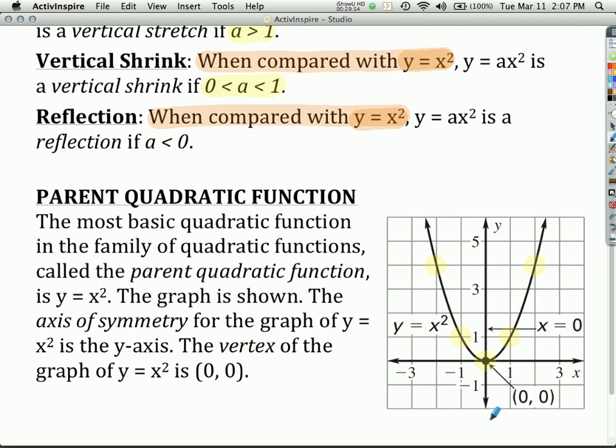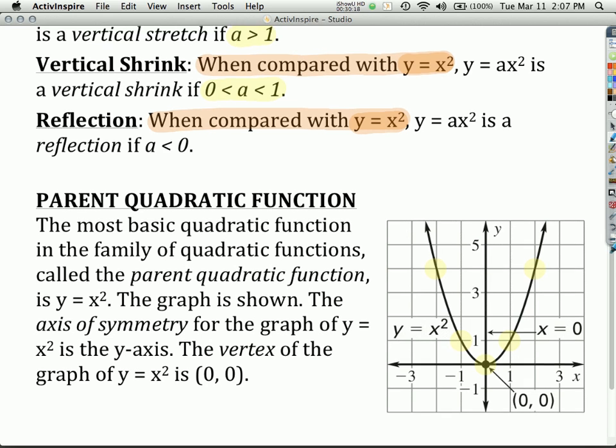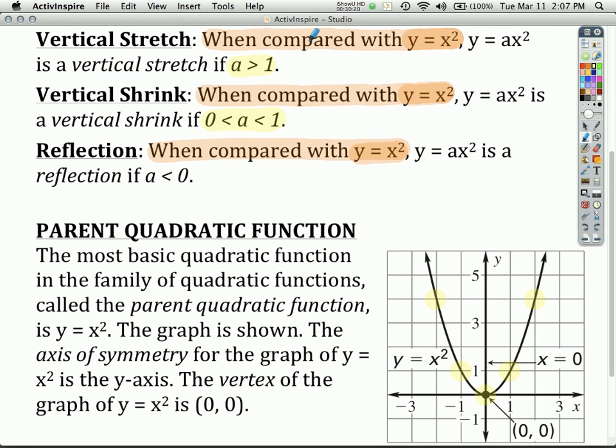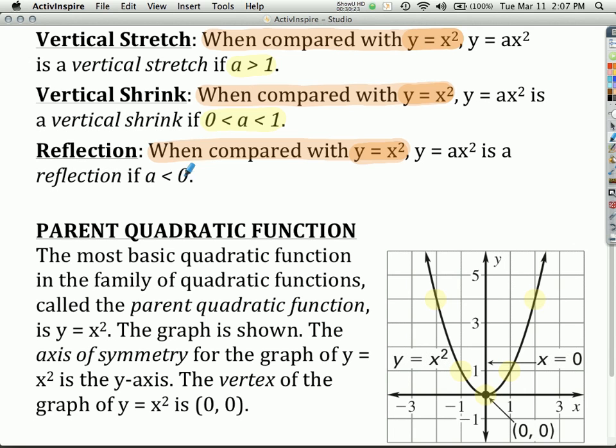So, we have a lot of things going on today. We haven't even started doing anything yet. We're going to be graphing quadratic functions. After we finish graphing them, we are going to compare our graphs with this graph, and we will learn how to determine whether it is a vertical stretch, a vertical shrink, a reflection, and then there's one other detail. We're also going to talk about domain and range.